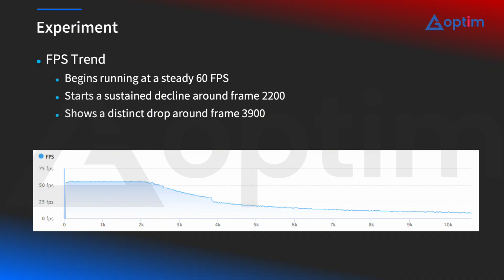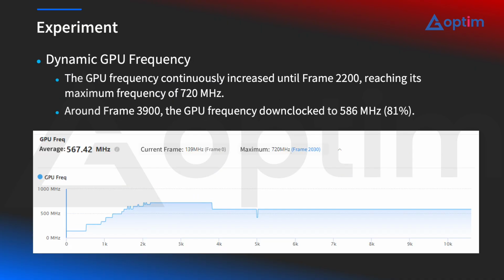Because the per-frame clocks have exceeded the 12 budget required for 60 FPS. Interestingly, at around frame 3900, FPS drops sharply instead of decreasing gradually. Why does this happen? Because at that point, the GPU's maximum frequency suddenly drops from 720 MHz to 586 MHz, so the available compute capacity decreases, and FPS follows immediately with a sharp decline.